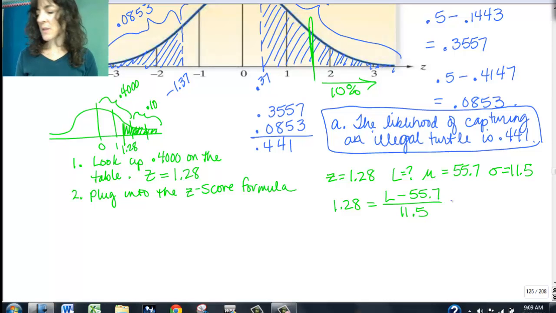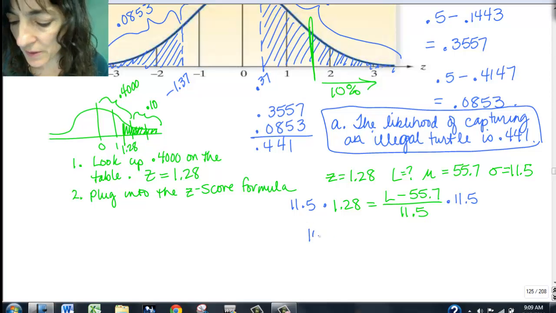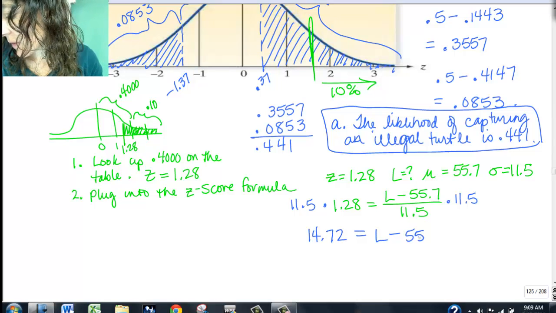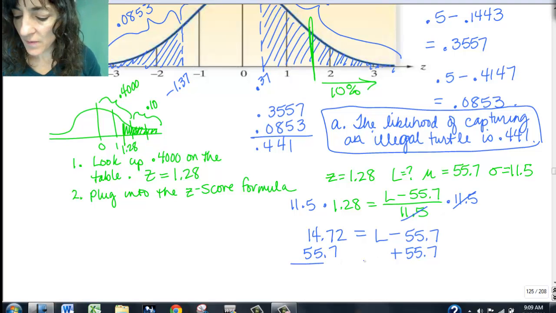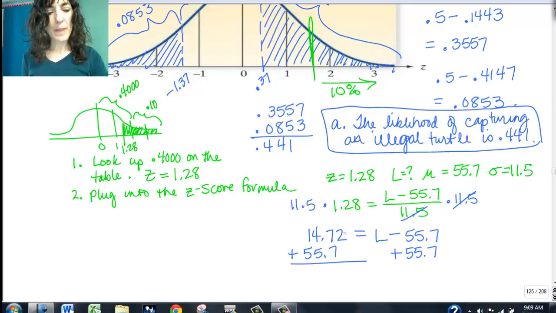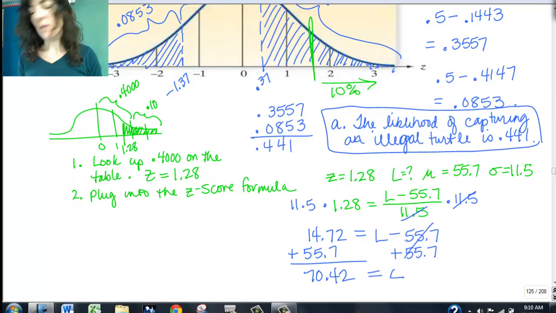So if I plug all those in, I have 1.28 equals L minus 55.7 over 11.5. And then I want to solve that, so I'll multiply both sides by 11.5. 11.5 times 1.28, I get 14.72 equals L minus 55.7. So we'll add that 55.7 to both sides and get 70.42 equals L.